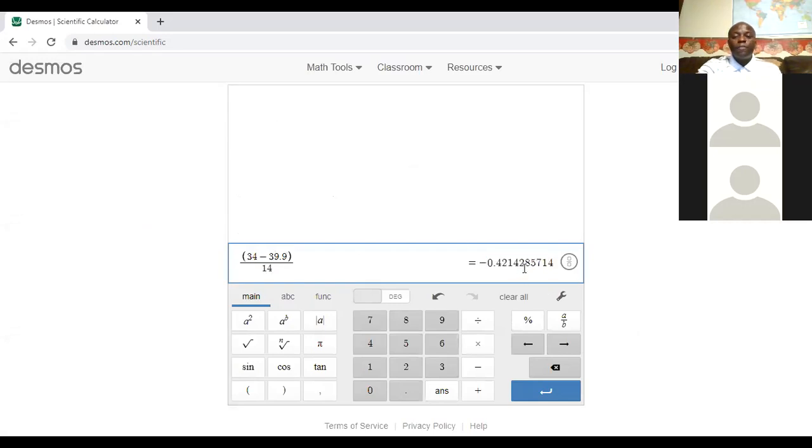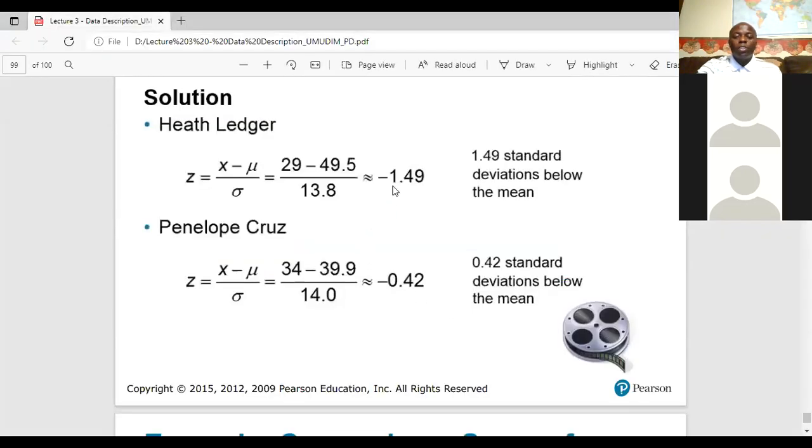Negative 0.4214 and so on and so on. So you have to round to negative 0.4. When it comes to standard score, we stop at the second decimal place, which is negative 0.42. Again, negative means that it is less than the mean, and positive means it is above the mean.